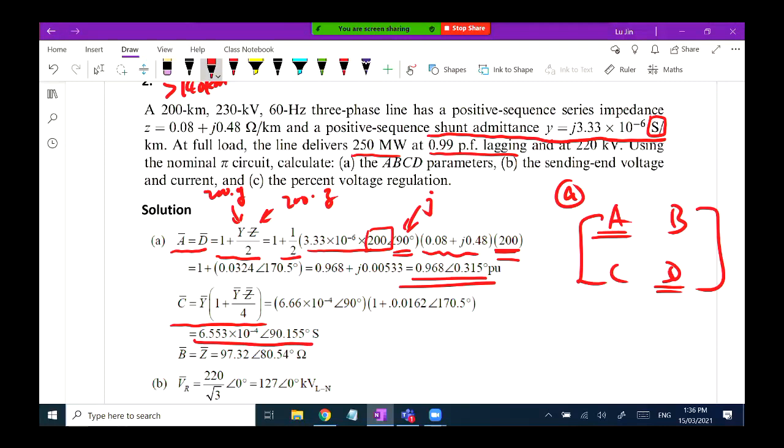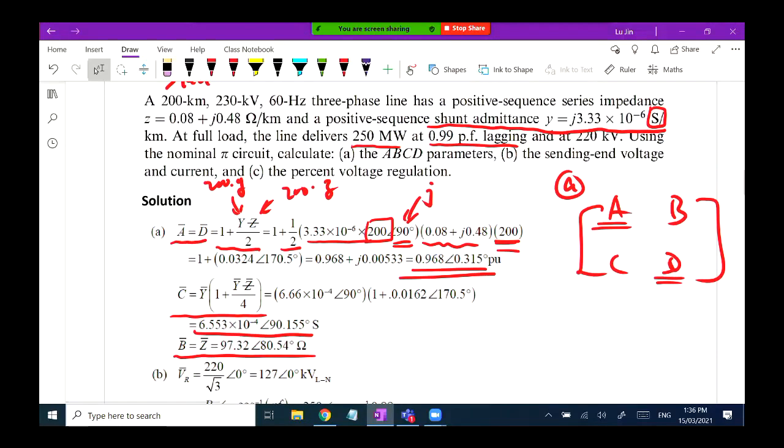Finally, for the B parameter, this is the easiest one. The B parameter is just equal to Z. And after all these calculations, we have determined our ABCD transformation matrix. So the whole thing is done in part A. Should be easy, okay?